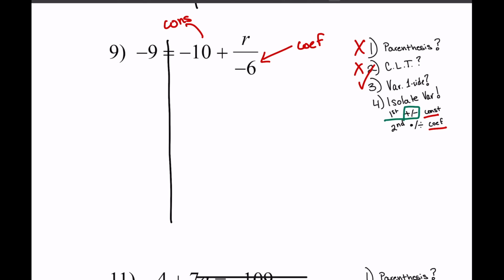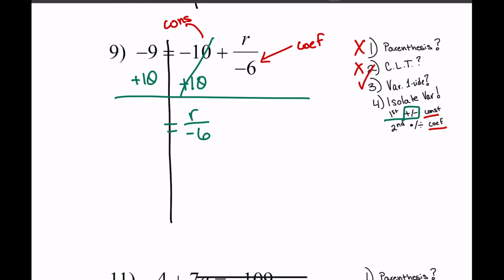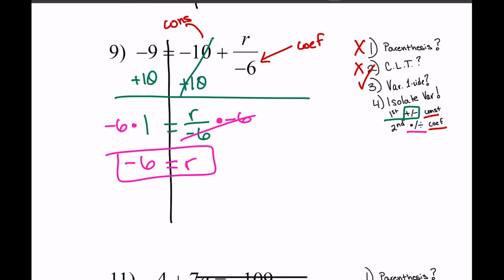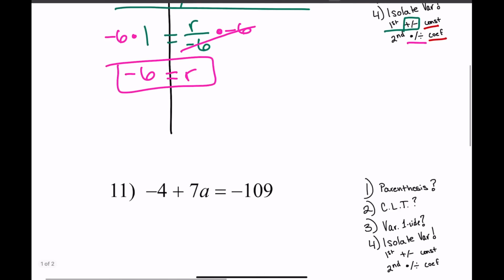And we always first want to get rid of our constants. So we either add or subtract. Looking at this 10 here, it says minus 10 in front of it, so we're going to add that 10 on both sides. This leaves us with r over negative 6 equals 1. Get rid of the coefficient. Our options are to multiply or divide. Well, this fraction bar means division, so we're going to multiply by that negative 6 on both sides. And we have to multiply by a negative 6 so we can totally get rid of it. This leaves us with r equals negative 6, because negative 6 times 1 is negative 6.